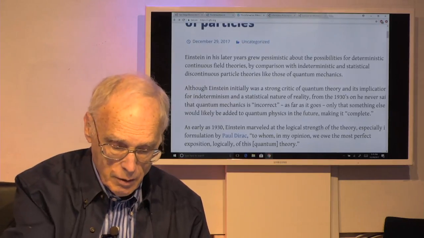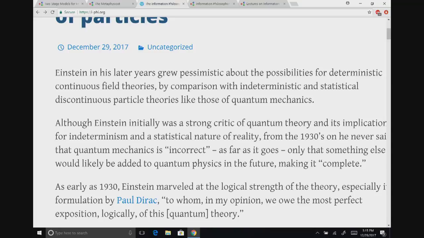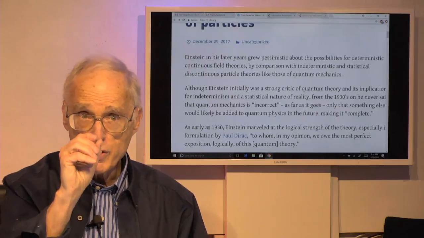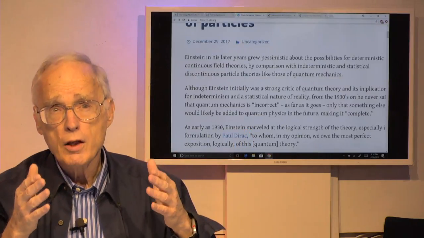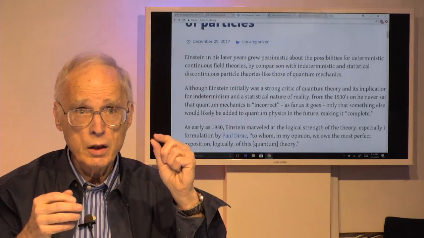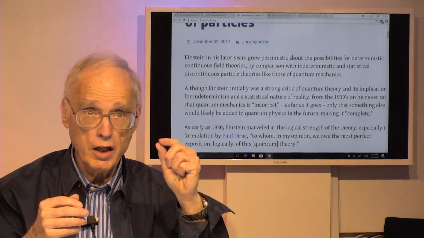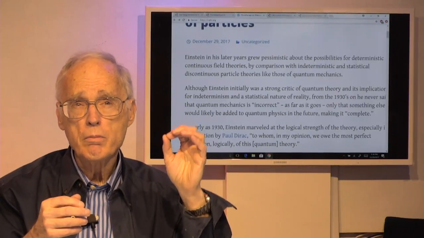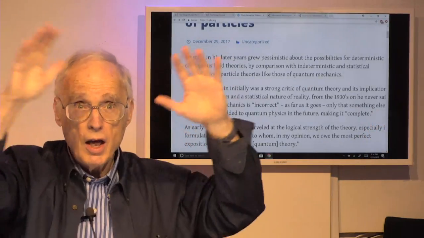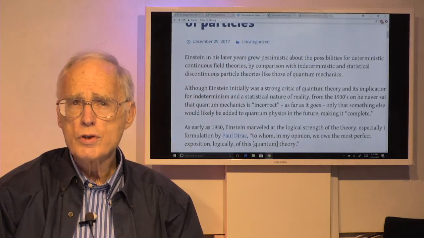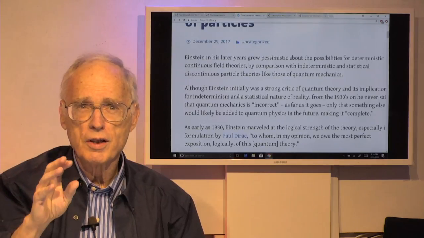So coming back, what he said was he was doubtful about the deterministic and continuous field theories by comparison with indeterministic and statistical, and note, discontinuous particle theories like those of quantum mechanics. So in quantum mechanics, we have specific particles, and then nothing between them and the next particle, depending on how far away it is. For example, in the universe today, on average, there is one hydrogen atom, a proton and electron, the simplest of all the atoms, per cubic meter. So just imagine the meter here, that much length, that much height, and then that much depth. And in one cubic meter, we only have one hydrogen atom. The universe is amazingly sparsely populated with atomic objects.